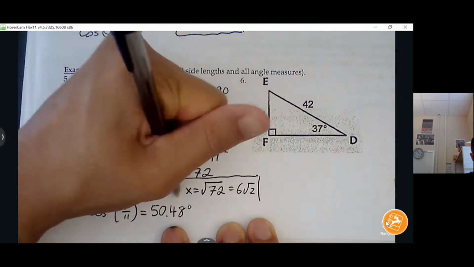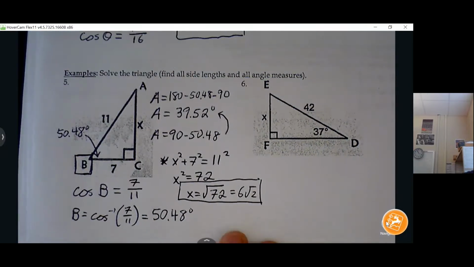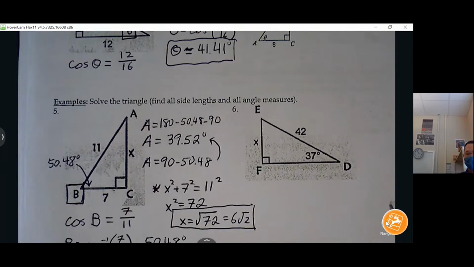You don't have to reduce it. I think the scientific calculator can reduce it for you, but root 72 is fine.